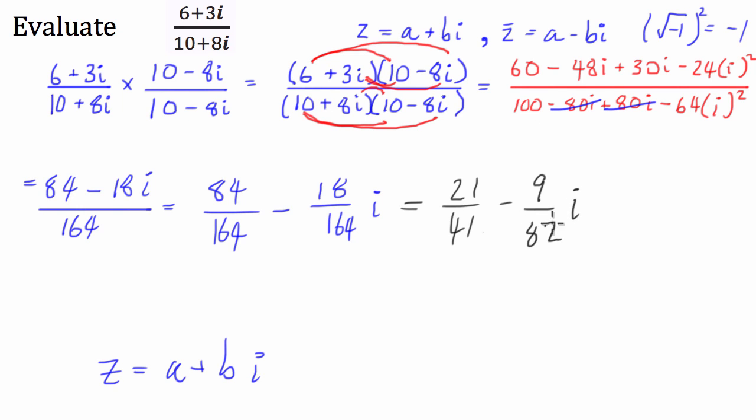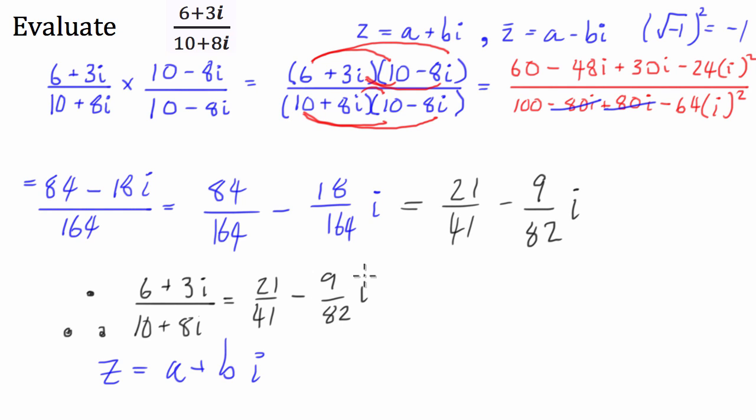Cool. So what we can then say is, therefore, 6 plus 3i over 10 plus 8i is equal to 21 over 41 minus 9 over 82 i.